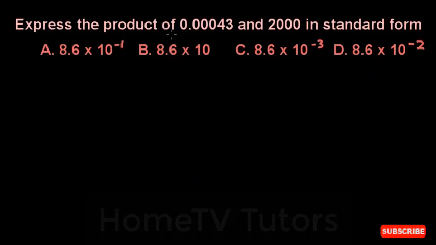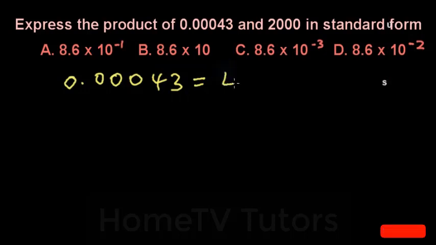Express the product of this number and this number in standard form, with the answer options A, B, C, D. This is a JAMB question. Okay, we start. 0.00043, we express that in standard form, so we have 4.3, that is the mantissa, multiplied by the exponent 10 raised to the power 1, 2, 3, 4.